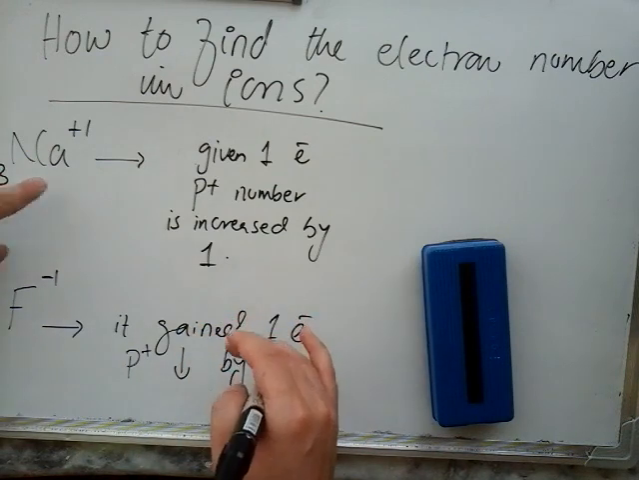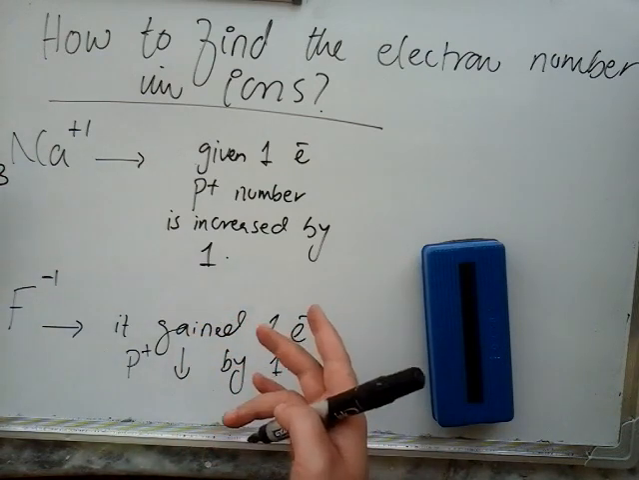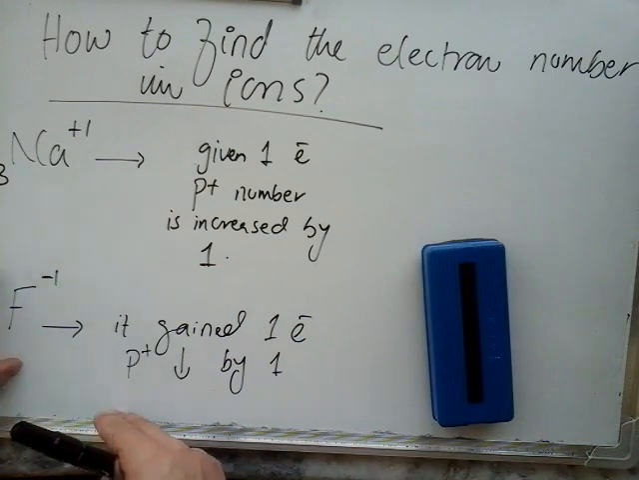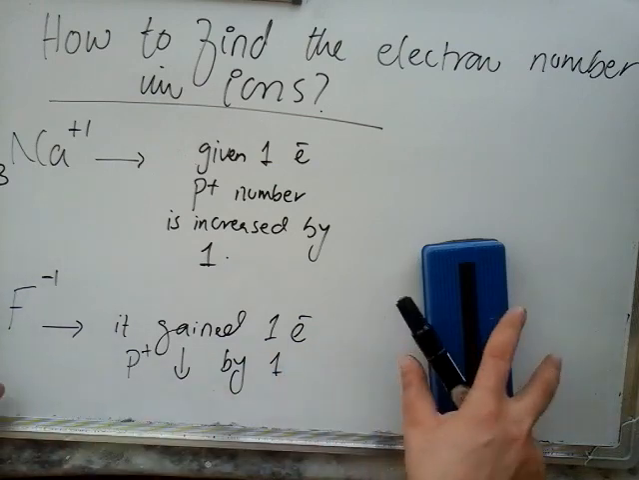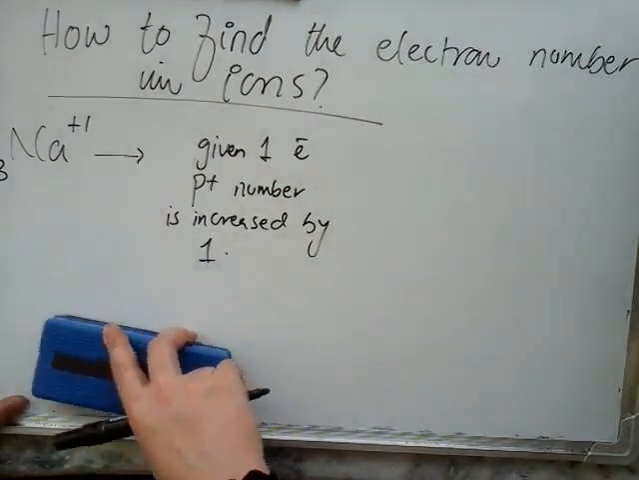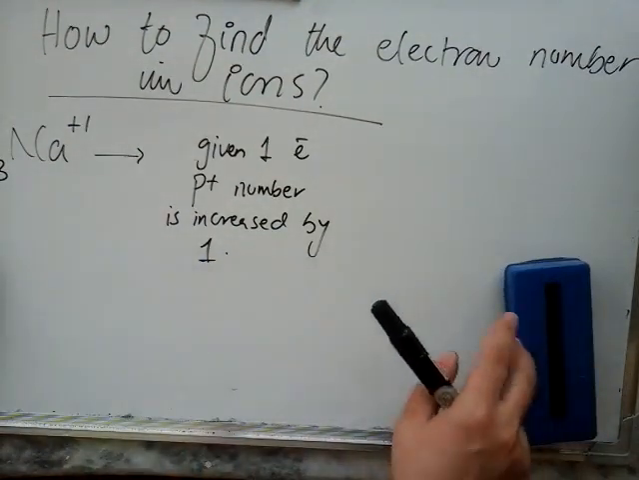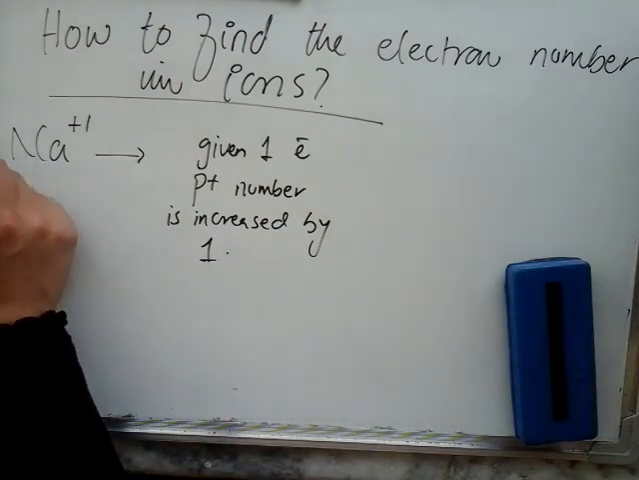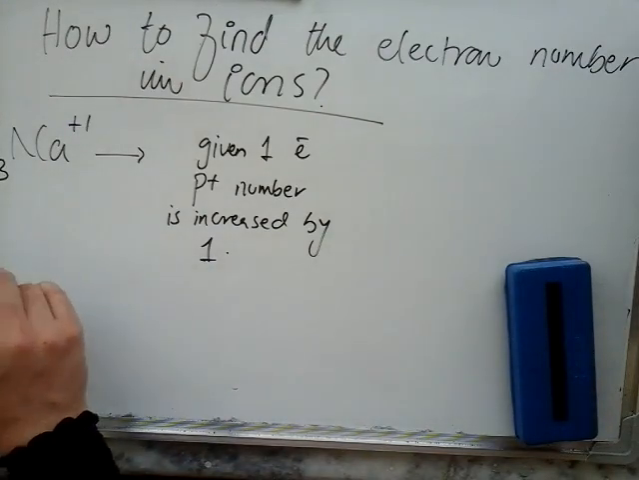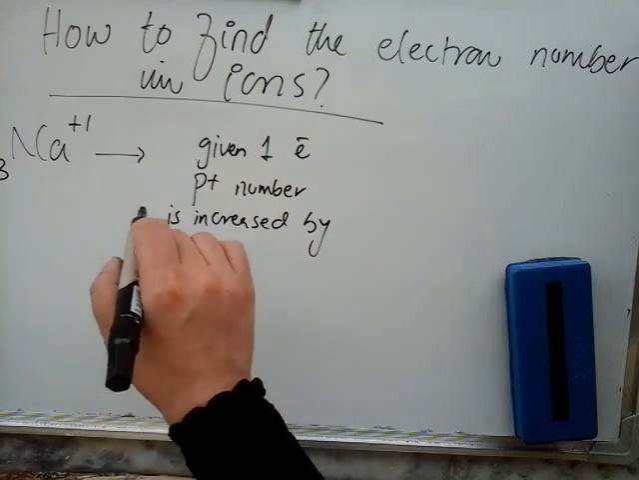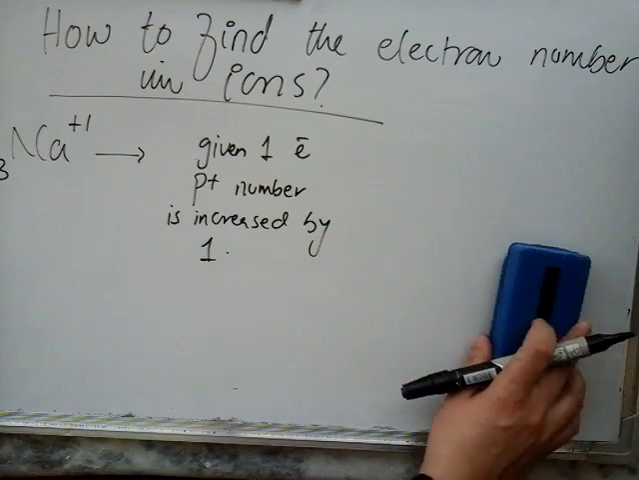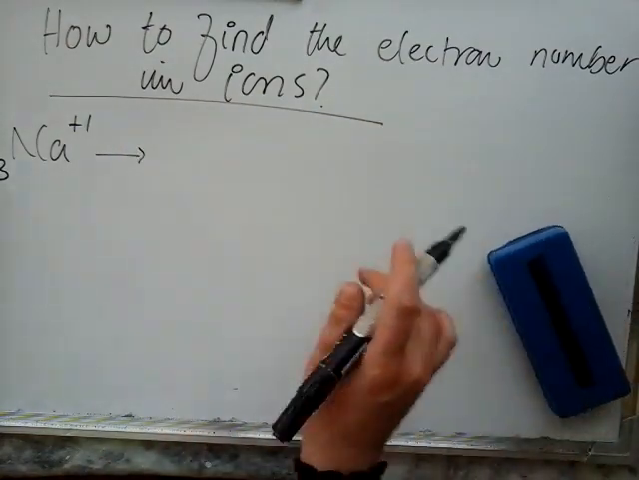Positive charge means that that respective atom has given 1 electron, and negative charge means that that atom has gained 1 electron. So negative charge is increased by 1 as compared to the number of protons. Okay, so here in the sodium, how can I find the number of electrons? The number of protons, as I told you, will remain as it is. It will not change. The number that is being changed is the number of electrons. So we will calculate that.